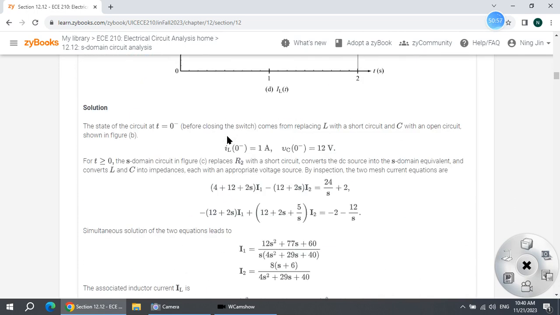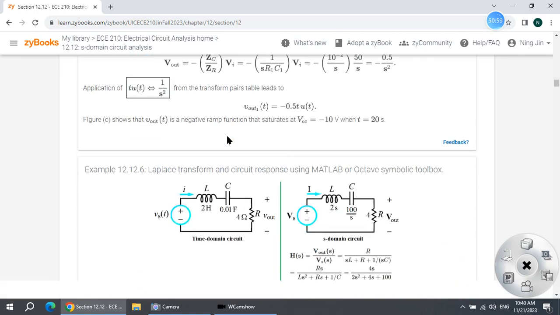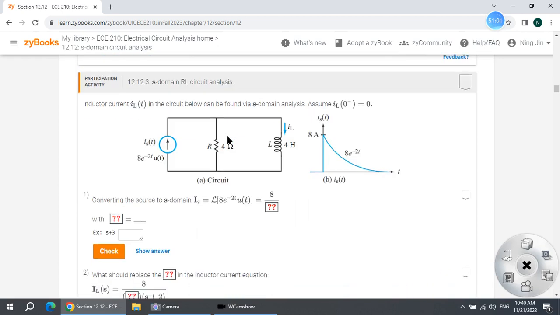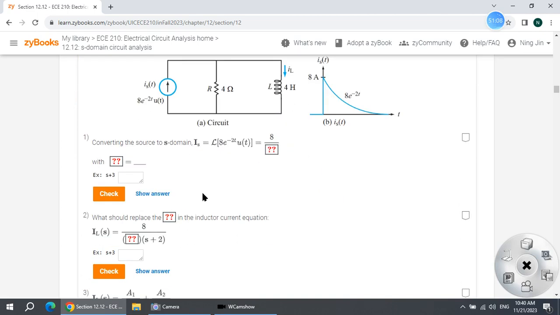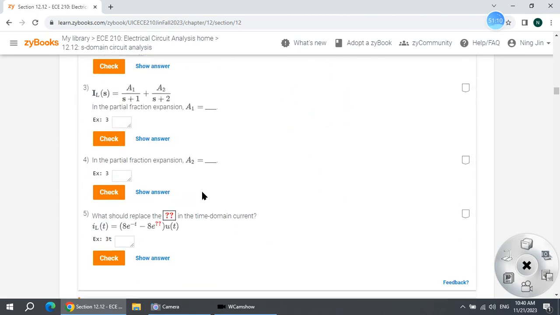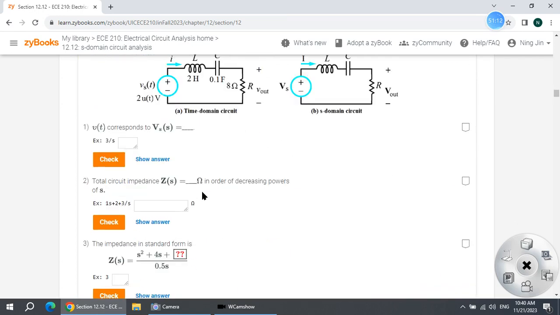But do we have more practice? These are the examples. Yeah, you have some practice. Like this practice, it only contains 2 parts. You can try these. It will be similar, the same way as we did in the example.